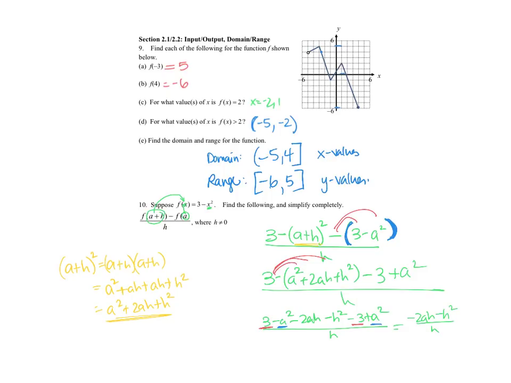The next thing I want to do is look in the numerator here for common factors. And I notice that both of these have H's in them, so I'm going to pull out that H. So I'll have H times negative 2A minus H all over H. And then I know that H divided by H makes 1. And so I can reduce that to be negative 2A minus H, and that is my solution.